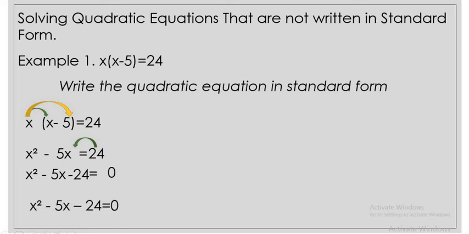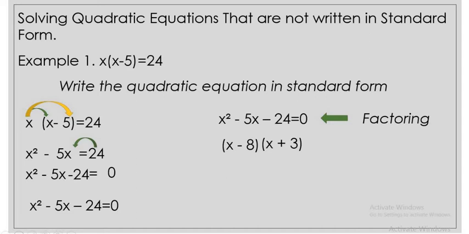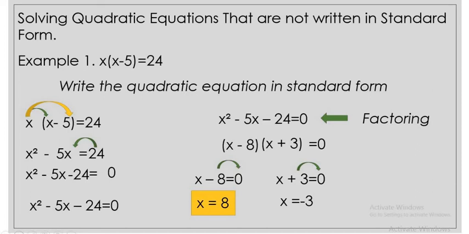Now again, our equation is x squared minus 5x minus 24 is equal to 0. And this time, it is already written in standard form, ax squared plus bx plus c is equal to 0. Now the next step is to factor it. We will use the factoring method. So in this equation, the factors are x minus 8 and x plus 3 is equal to 0. Then put 0 on both factors: x minus 8 is equal to 0 and x plus 3 is equal to 0. Now we will use the additive inverse. From negative 8 it will become positive 8, and from positive 3 it will become negative 3. So our roots are x is equal to 8 and x is equal to negative 3.